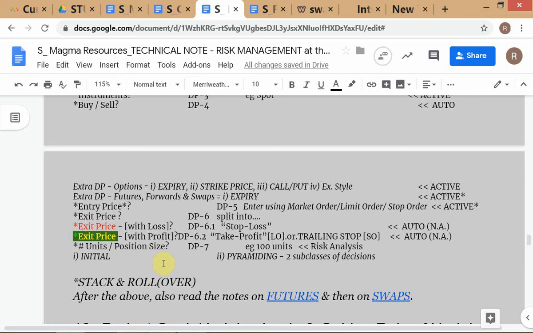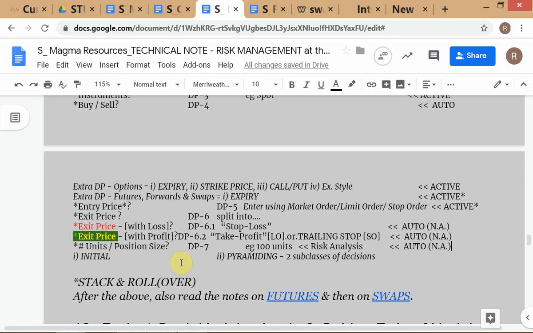Okay. So the number of units of position size is automatic in all cases, right? Exit price is also automatic for the same reason. Exit price with profit is also automatic. Basically, you don't get to exit based on whether you have profit or loss. You exit in a static hedging program only when the underlying exposure rolls off.